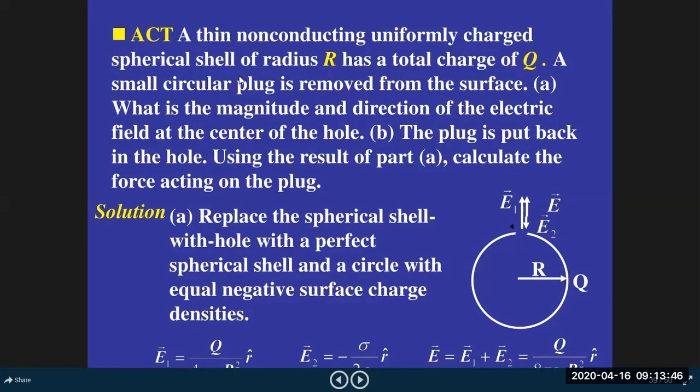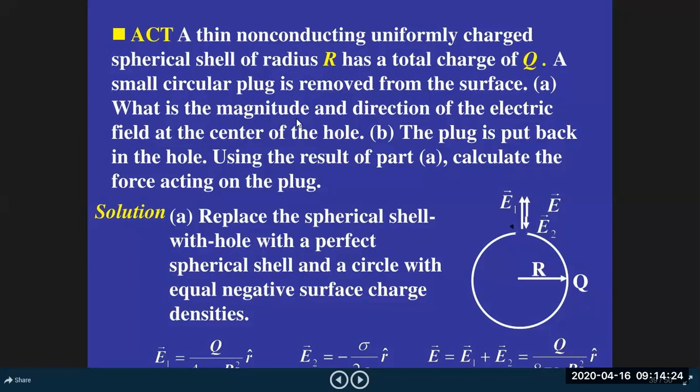So, a thin conducting uniformly charged spherical shell of radius r, this is another problem, has a total charge of Q over it, and a small circular plug is removed from the surface, just like this. Say a small circular hole is made on the surface.